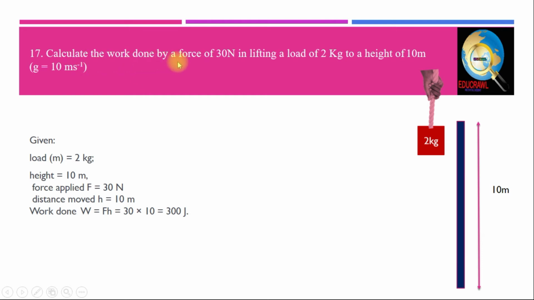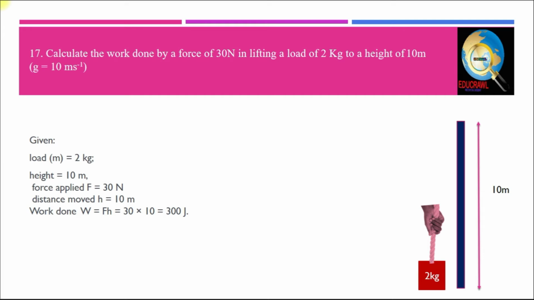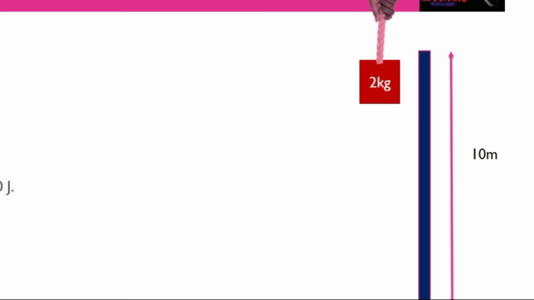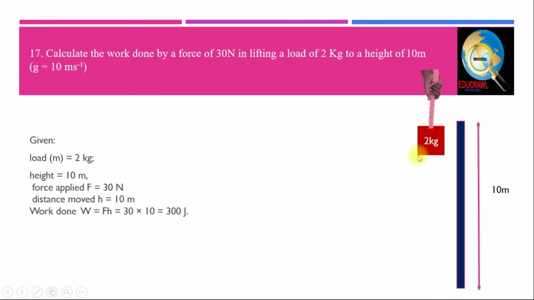Question. Calculate the work done by a force of 30 Newton in lifting a load of 2 kg from a height of 10 meter. Here you would have seen in the animation how the object is lifted. So we need to find the work done. Work done is given by F dot dr, where dr is the height through which the object is moved. F we have to find. F is already given in the question as 30 Newton.